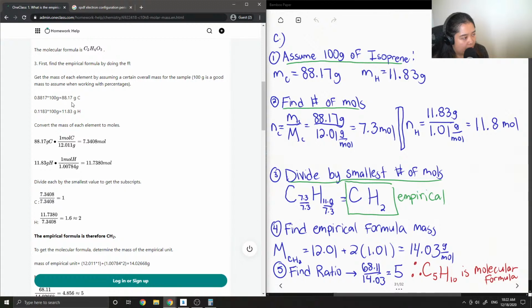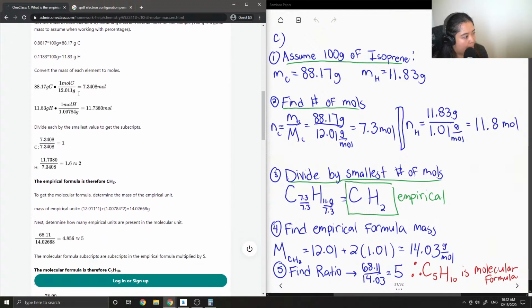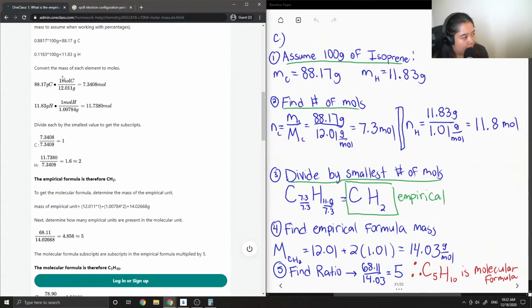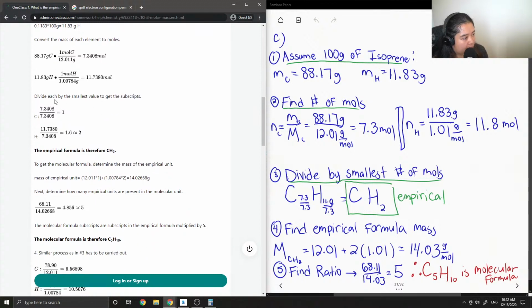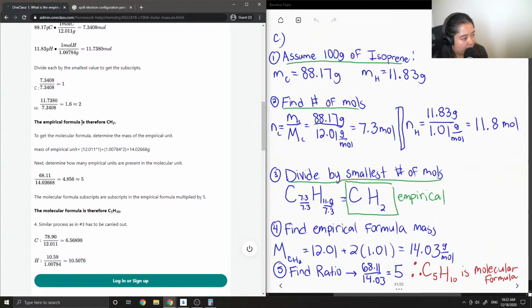They got 88.17 grams and 11.83 grams. Convert the mass of each to moles, so 7.3 and 11.73. Divide each by the smallest value to get the subscripts. Here they showed that when you divide, you get 1.6, but then they round to the nearest whole number, which is 2. And then they found the empirical formula, which is CH2.